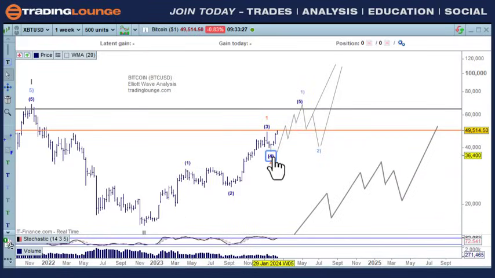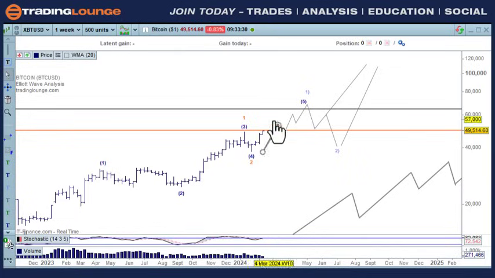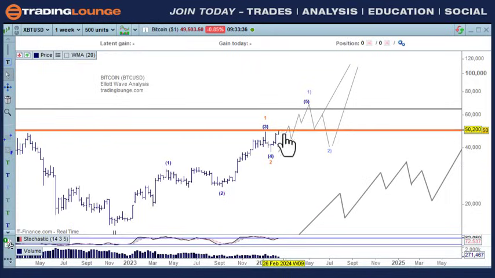So, but in the meantime, we've got this little five waves that we're counting moving up through here. I'm on the weekly chart at the moment, so it's a bit difficult to see, but we're going to cut into the intraday and have a look at that and see where we're up to at that point. But once that five waves is finished, then we'll be pulling back here and then going up again at that point.